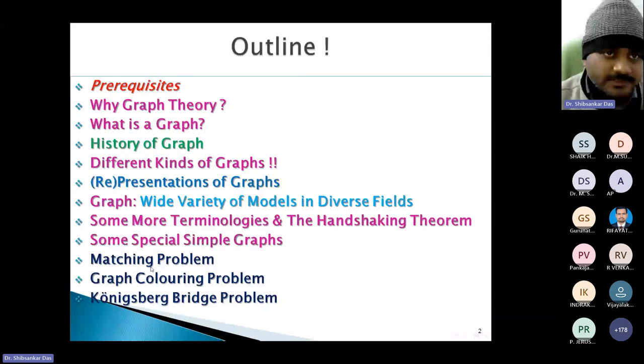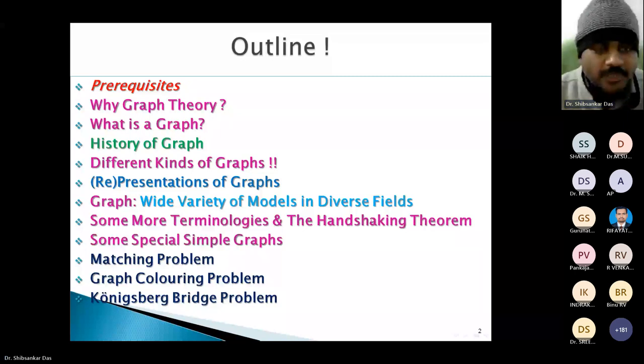So these are the prerequisites and outlines basically. We need some prerequisites for graph theory. I will be discussing some of them. I hope all of us know some of the prerequisites of mathematics and related things. Why graph theory? What is graph theory? I will be looking at some historical part of graph, different kinds of graphs that are possible. We'll be talking about some graph representation, and then a wide variety of models in diverse fields where graphs can be used. Then some basic terminology, and there is an interesting lemma or theorem called the handshaking lemma.